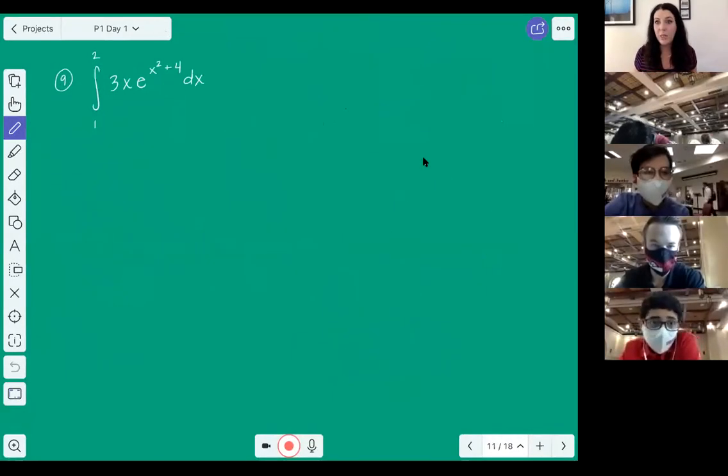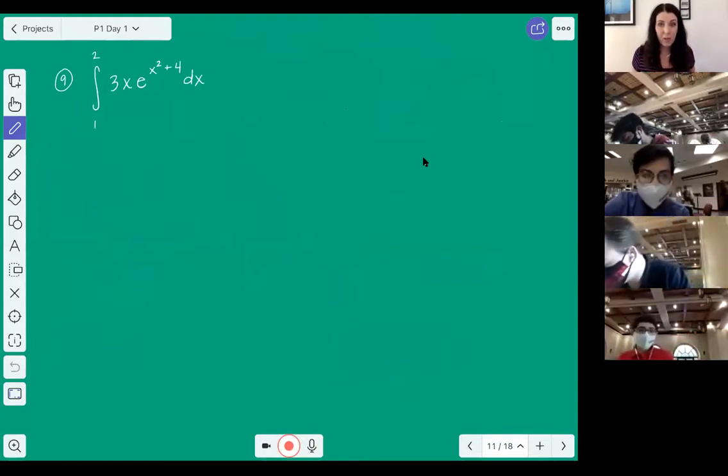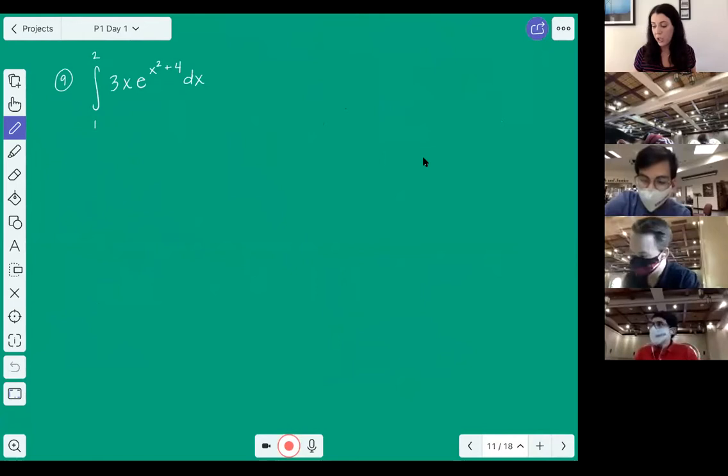And we're going to start on this problem here today. So this is number 9. You'll notice this one also has bounds. And there's a couple reasons why we're going to notice that we might need U-substitution. Shirag, why do you think we might need U-substitution for a problem like this?